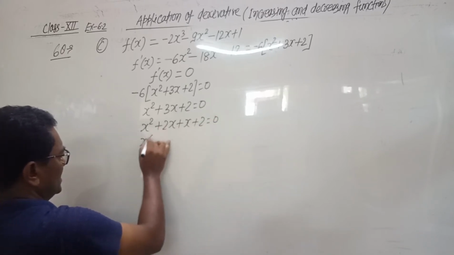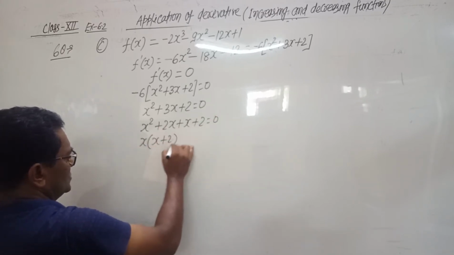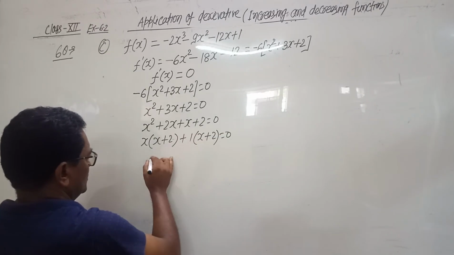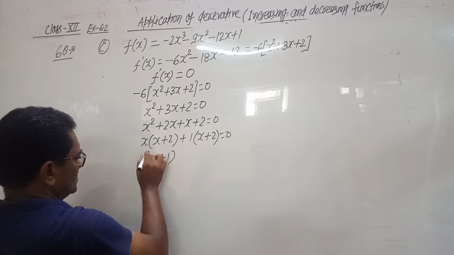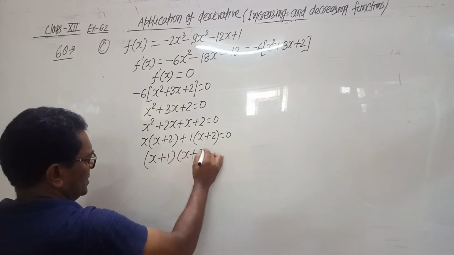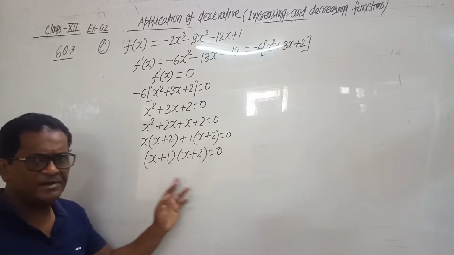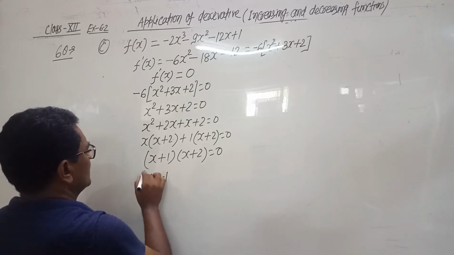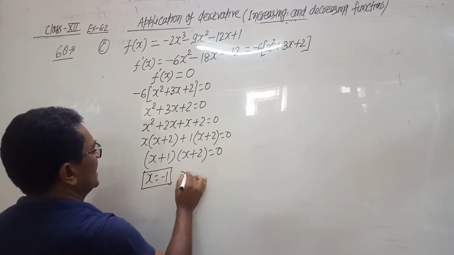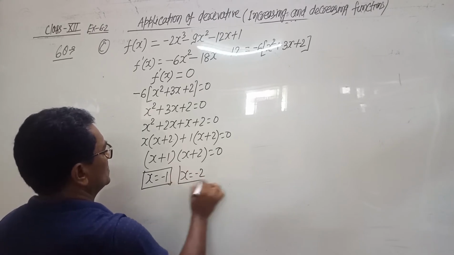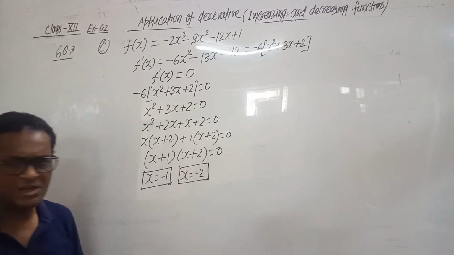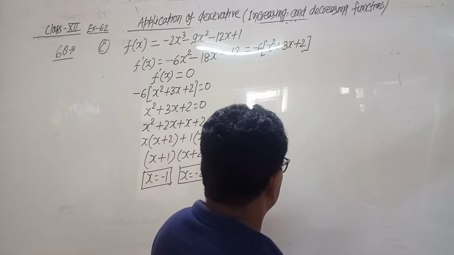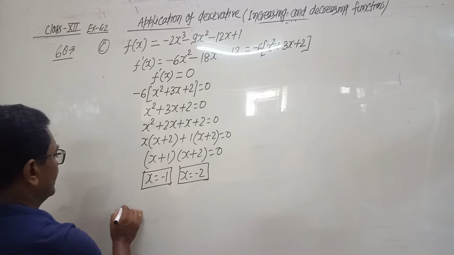x square plus x plus 2x plus 2 equals to 0. From the first two terms x is common, x plus 1. From the last two terms 2 is common, x plus 1. We get x plus 1 and x plus 2 equals to 0. Make both equal to 0. So x equals to minus 1 and the other value we get, x equals to minus 2. So these are the two values we obtained. Now represent these values on a number line.